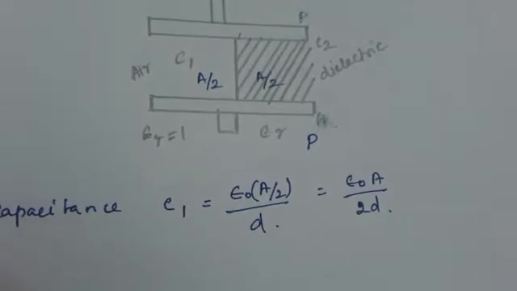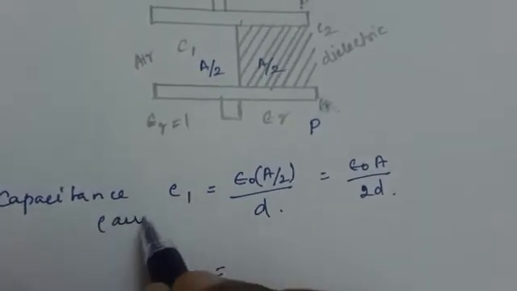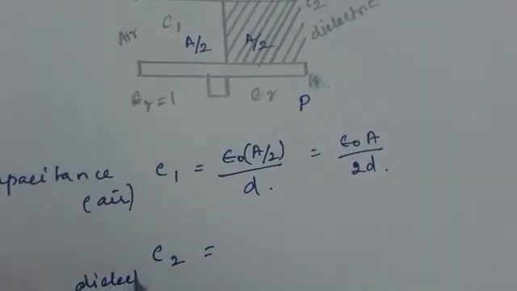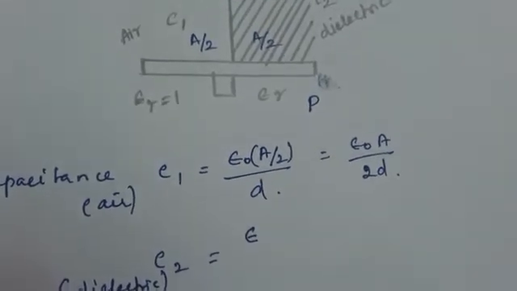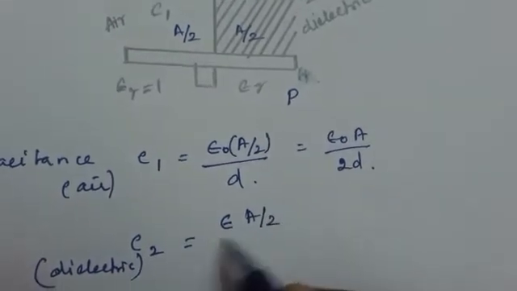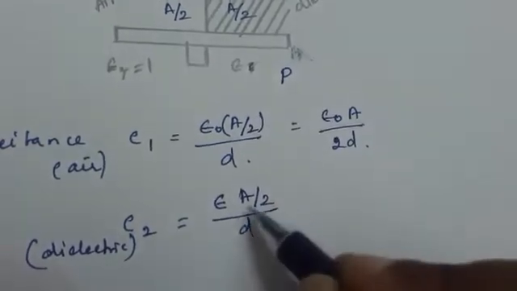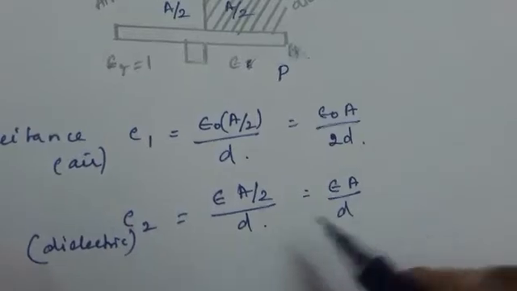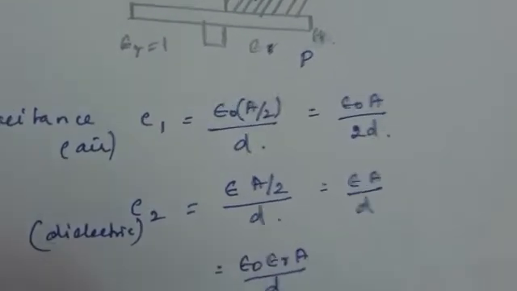Now capacitance C2. This is in the dielectric medium. In dielectric medium, C2 is equal to epsilon into A by 2 by D. So what will you get? Epsilon A by 2D. Now this can be written as epsilon 0 epsilon R A by 2D.